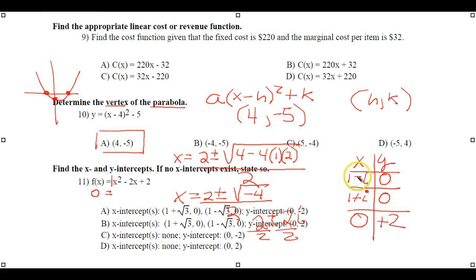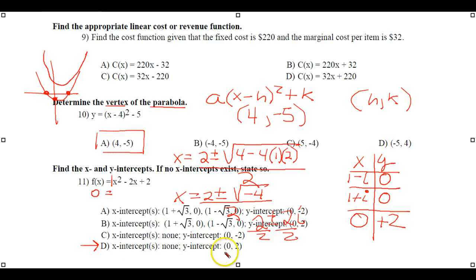Now, since imaginary numbers are not on the x-axis, in fact, this graph looks a little bit like this here. This graph never reaches the x-axis. There are no x-intercepts. So our answer for this is letter D. X-intercepts, none.